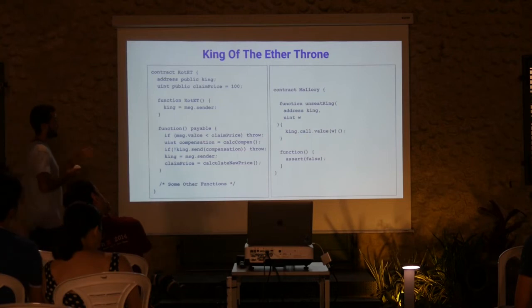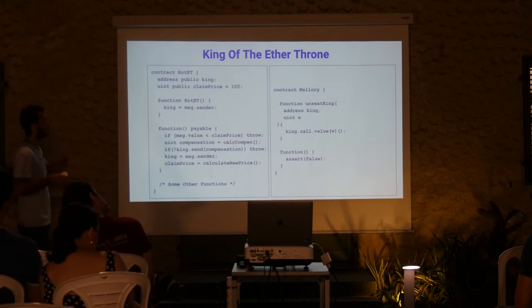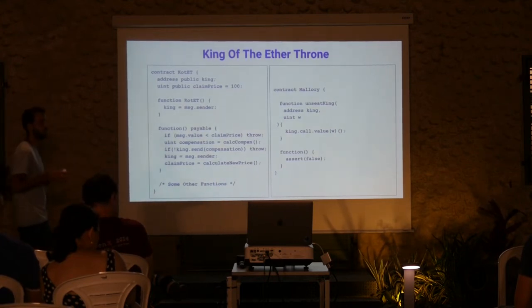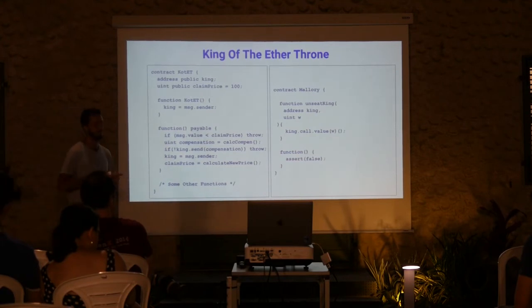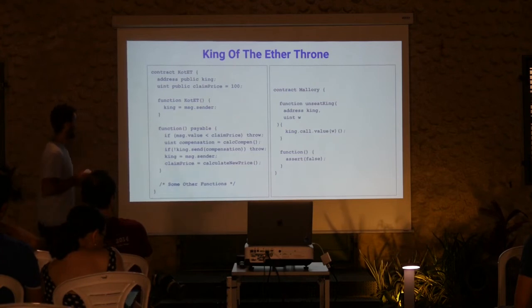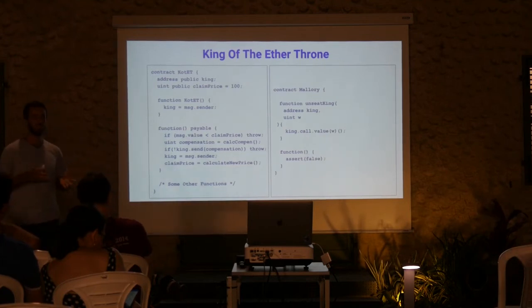And when we call unset king, we will just call the king contract with some amount of ether. Let's say this ether is larger than the claim price. So we will replace the current king, and from now on, no one can unseat Mallory. So Mallory stays the king forever. Why is that? Because we have a default function which always returns an error, and as we see, if the king.send function raises an error, we will revert everything and the king will not change.